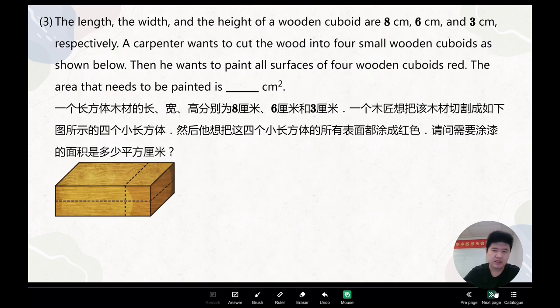And then for the next question, it's very similar to the previous one. It provides us a wooden cuboid, and the length, width, and height are 8, 6, and 3 centimeters, respectively. They want to cut the wood into 4 small wooden cuboids, as shown below, and paint all the surfaces of the wooden cuboids. What is the area that needs to be painted? It's just asking us, after the cutting, what is the sum of the surface area? In other words, after cutting this figure twice into 4 pieces, what is the surface area now?